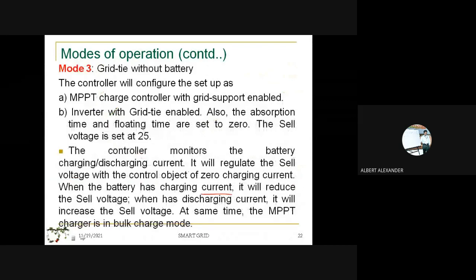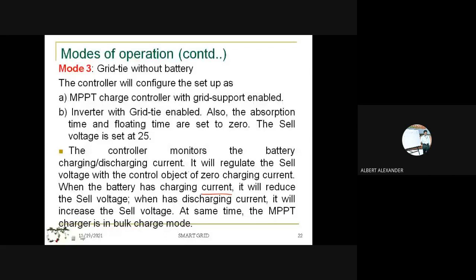And finally, without battery bank, it is measuring only the current value. Whenever there is a charging current, an incoming current, you will reduce the cell voltage. Whenever there is a discharging current, you will increase the cell voltage. So the selling will be increased and decreased based upon the reference value of the battery current. Here we are not using the battery voltage; we are speaking about the current. With the help of the current reference, we can see whether to sell the voltage or not.